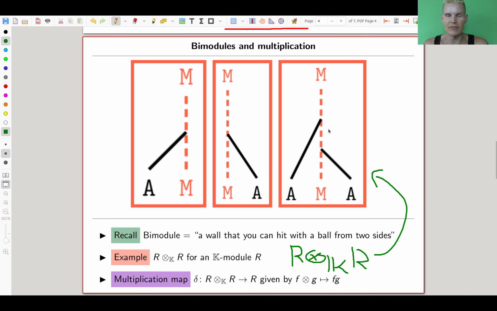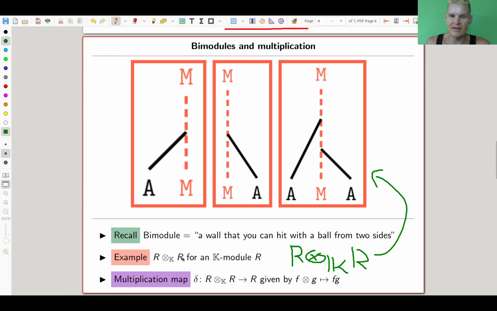So it's not really a solid wall, but has a little bit of holes, and the thing that passes through is what you write on the tensor product. So the tensor product of this form is the standard example of a bimodule. Really just this picture up here, right? Whatever goes through the wall, you write down on the tensor product, and otherwise you can throw balls from left and from right.